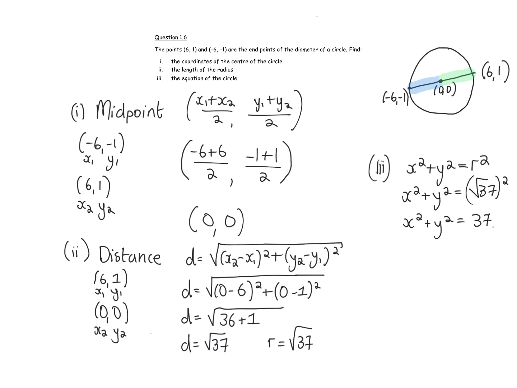Now, if we go back and see what they were asking in the question, they first of all wanted the coordinates of the centre. The coordinates of the centre we found were 0, 0. They then wanted the length of the radius, and we found that the length of the radius was square root 37. And finally, they were looking for the equation of the circle, and we know now that the equation of the circle is x squared plus y squared is equal to 37.